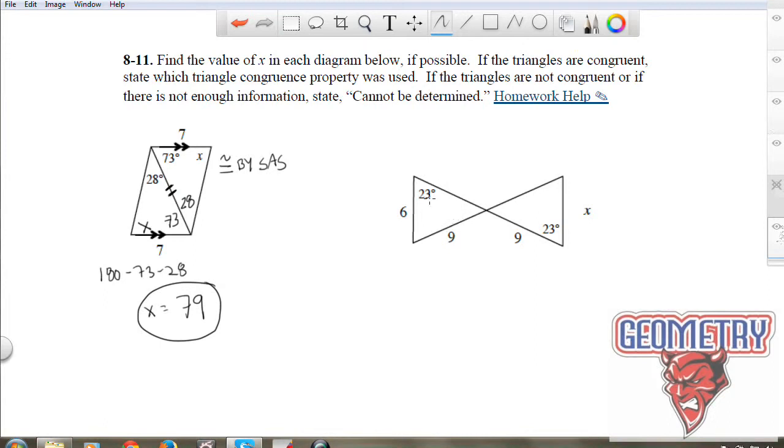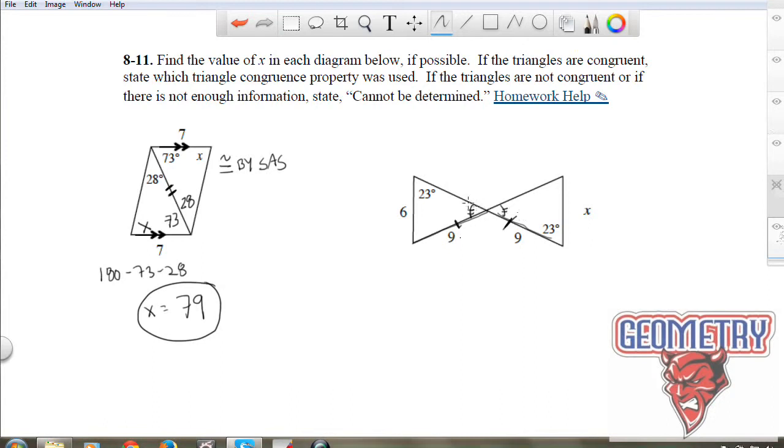Okay, this next one, let's see, we have these two triangles. I have one side length here which is 9, which matches up with this side length here, that is 9. We can make vertical angles be congruent here, and then we also have an angle of 23 and an angle of 23. So at first glance it may look like these two triangles are congruent. We say, oh, we have two angles and a side, they have to be the same.